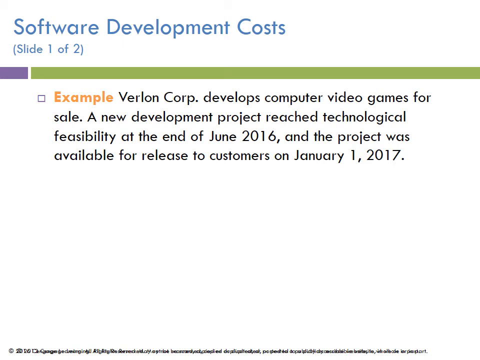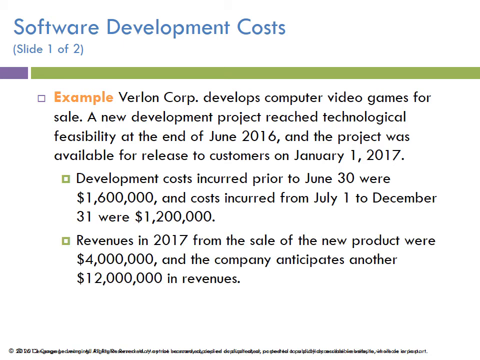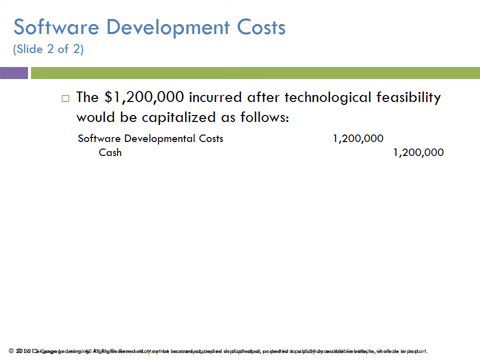Verlin develops computer video games for sale. A new development product reached technological feasibility at the end of June, and the product was available for release to customers in January 2017. Development costs incurred prior to June were $1.6 million. From July 1 to December 31st were $1.2 million. So how do we account for those? Revenues in 2017 from the sale were $4 million, and the company anticipates another $12 million in revenue. The economic life of the software is 3 years.